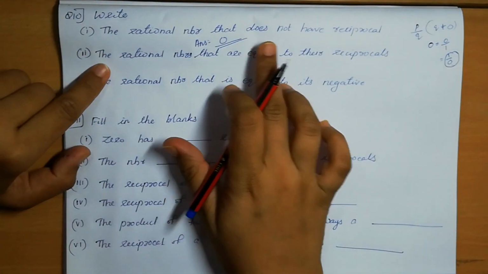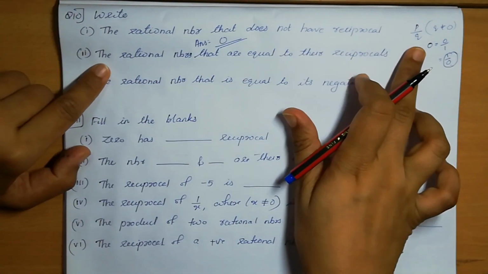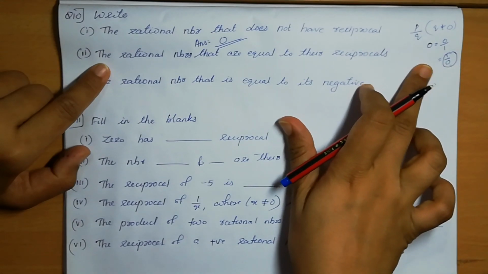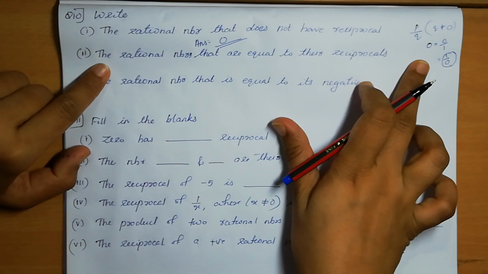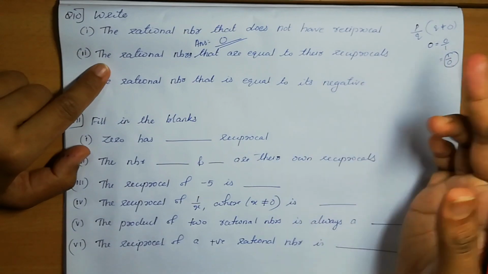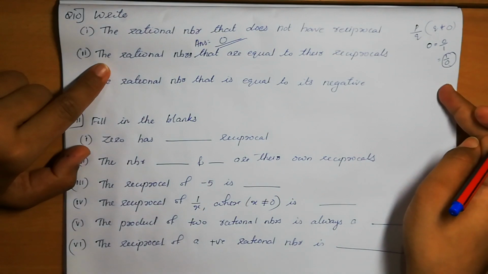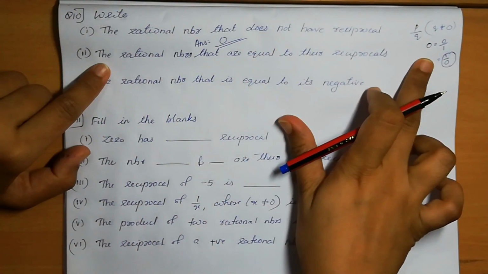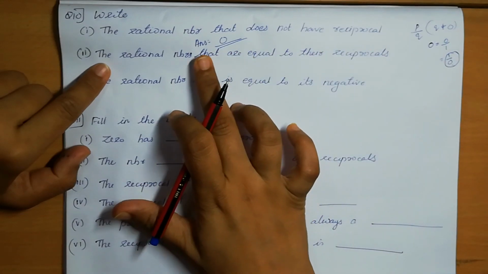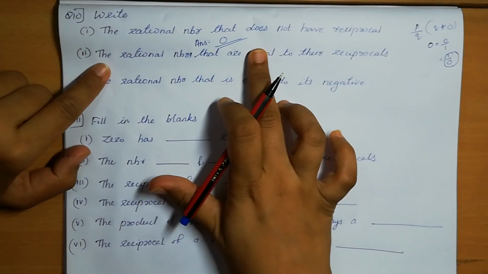Understand, a rational number is one we can express in the form p by q. If q equal to 0, that is not a rational number. So 0 is a rational number, because we can write 0 as 0 by 1. The reciprocal of 0 by 1 is 1 by 0. Correct. So 0 has no reciprocal. 1 by 0 is not defined. So the rational number that does not have a reciprocal is 0.